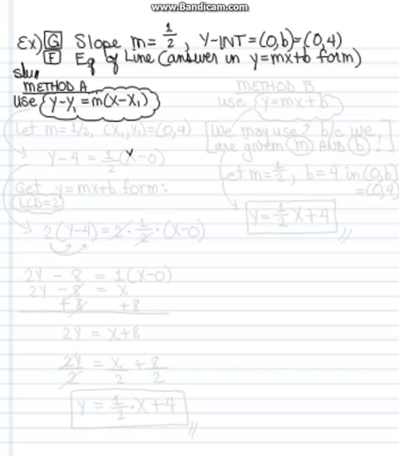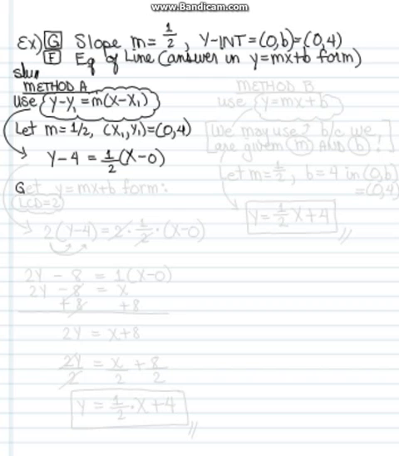So we're going to start with letting the slope m equal 1/2, and the x sub 1, y sub 1 is the given point (0, 4). Plug those values into the formula: y minus 4 equals 1/2 times (x minus 0).